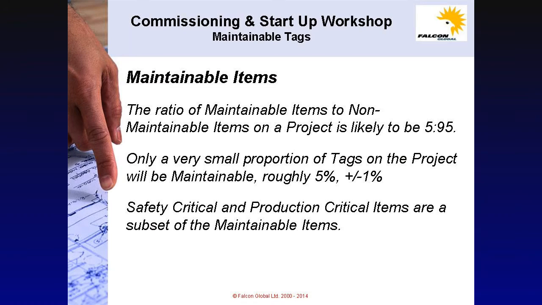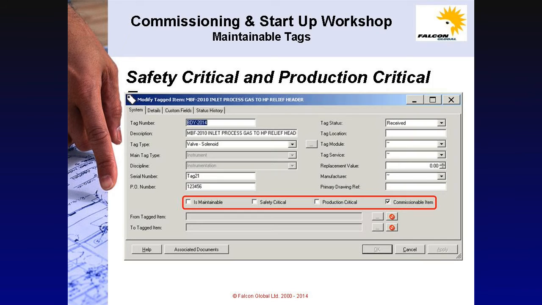It follows that if an item is safety critical or production critical, then it must be maintainable. The ratio of maintainable items to non-maintainable items on a project is likely to be 5 to 95. Only a very small proportion of the tags on the project will be maintainable, roughly 5%, plus or minus 1%. Safety critical and production critical items are a subset of the maintainable items. Refer to slide 261 for the attributes assigned to tags in Zenator, namely maintainable, safety critical and production critical.